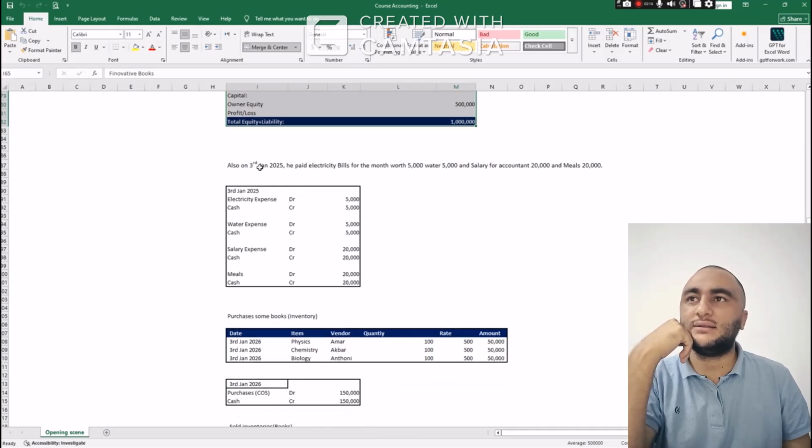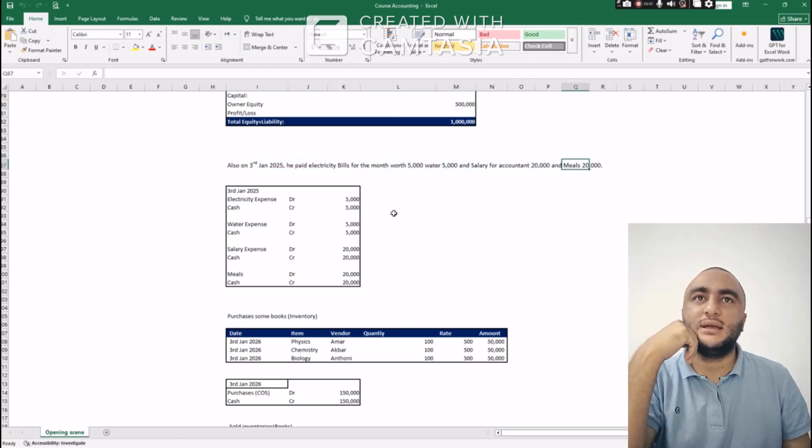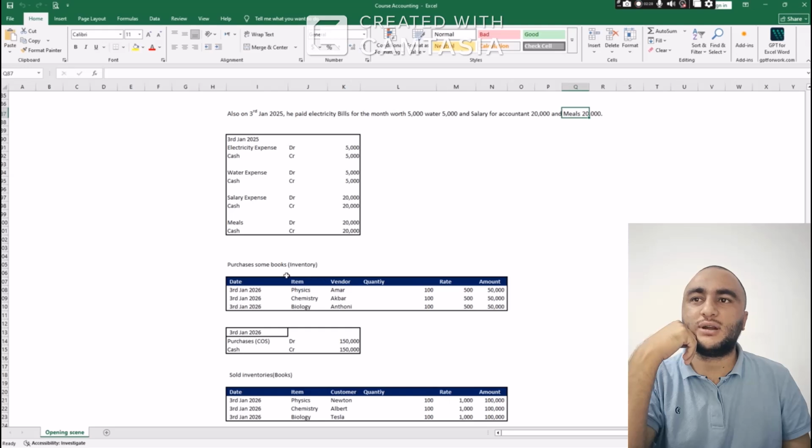In the next session we will discuss income statement items like electricity bills, water bills, accountant and meal salary. We will post them in Odoo and see how the income statement will look. That would be important because we will write purchase bills, invoices, etc. for the first time.